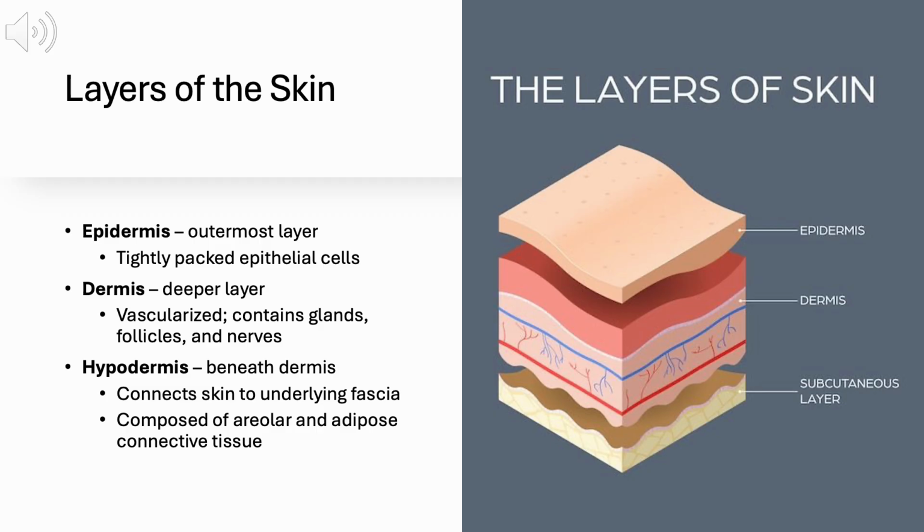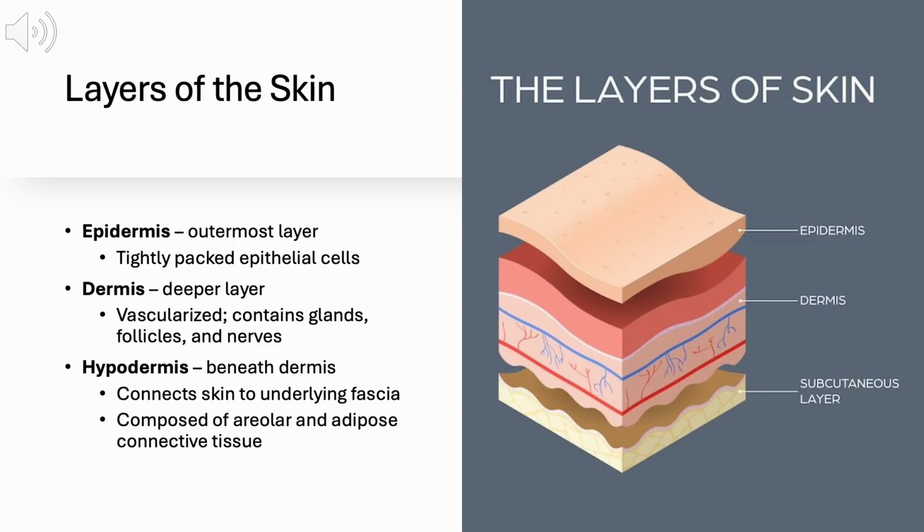First, we have the epidermis. It's the outermost layer you see and touch, and it's made primarily of keratinized, stratified, squamous epithelium. This layer is avascular, meaning it doesn't have its own blood supply. It relies on the dermis below for nutrients.